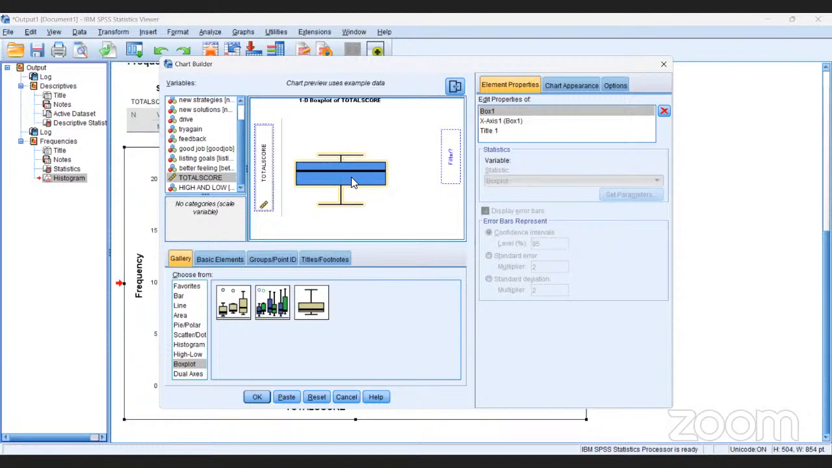And here you can find some people who are close to the first quartile. And this is the second quartile and this is the third quartile. And this is the median.